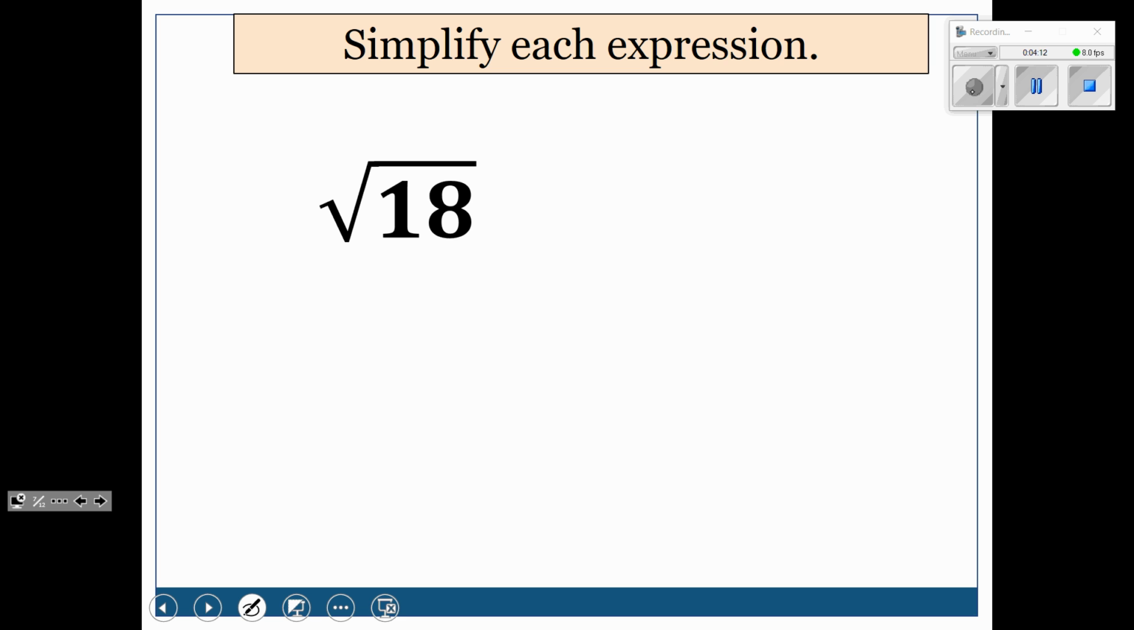Now, when you have something underneath like this, and it's not a perfect square, you want to see if you can find a factor pair or factor pairs where one of them is a perfect square. Well, with 18, I have 1 times 18, and 2 times 9, and 3 times 6. But right here, I know that 9 is a perfect square. So I can divide this into the square root of 2 times the square root of 9, which is equal to the square root of 18. I've just factored it out.